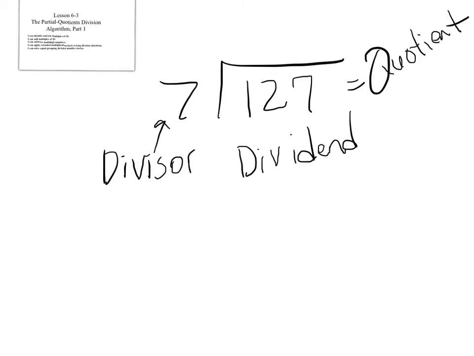So I'm going to show you how to do partial quotients. You'll add all partial quotients together to get an answer. So make sure you write this down in your notes. Okay, I'm going to erase all this. I'm going to keep that same number, 127 divided by 7, and write it over here.